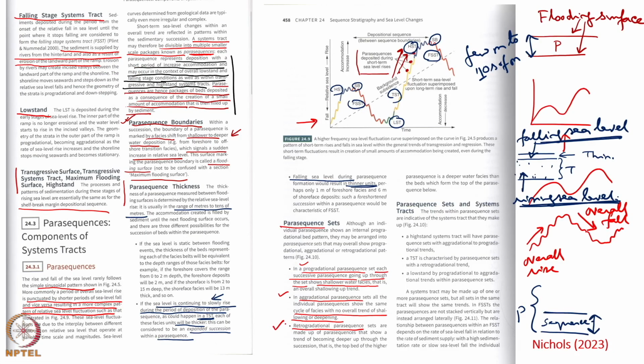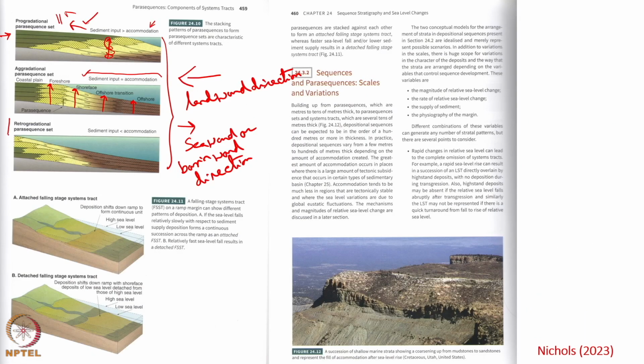Let us take the retrogradational parasequence. These are made of parasequences that show a trend of becoming deeper up through the succession, that is, the top bed of the higher parasequence is a deeper water phase. Let us see. This is the retrogradational parasequence. This is a case when the sediment input is less than the accommodation, and in this case we can note that the phases are shifting towards the landward direction.